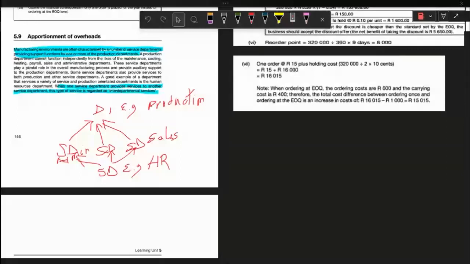For example, HR, hiring people, paying people. It is a department, but it is a service department. It is not involving the actual manufacturing. It's just lending a hand, supporting. Let's put it that way. It is supporting the production or manufacturing department. Does that make sense?